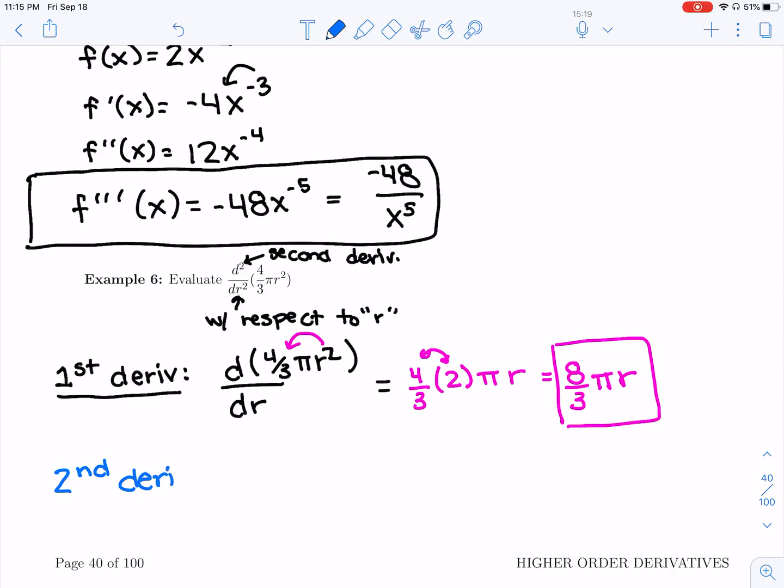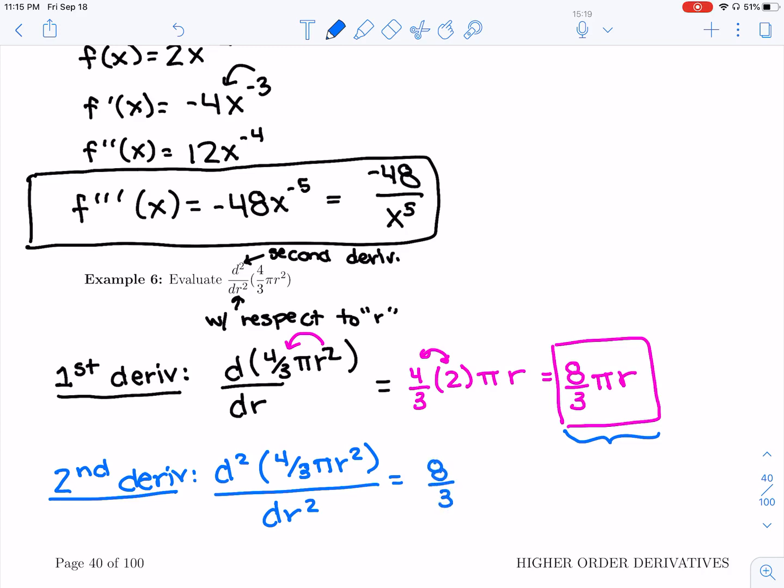My second derivative using this notation would be d squared of 4/3 pi r squared with respect to r twice, which means I'm going to take the derivative of my derivative. I need to take the derivative of 8/3 pi r. So the derivative of 2r would be 2, derivative of 16r would be 16, derivative of pi r would be pi, so the derivative of 8/3 pi r is just 8/3 pi, our mini rule, but with r's instead of x's.